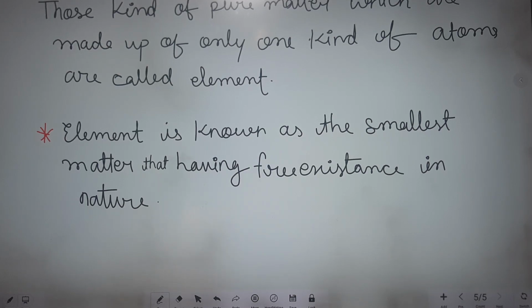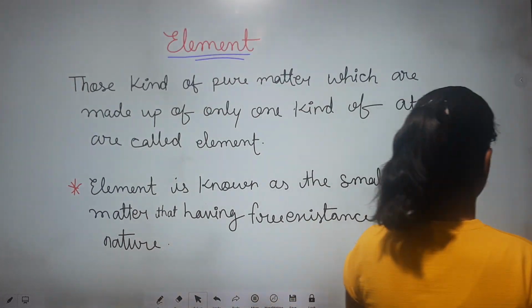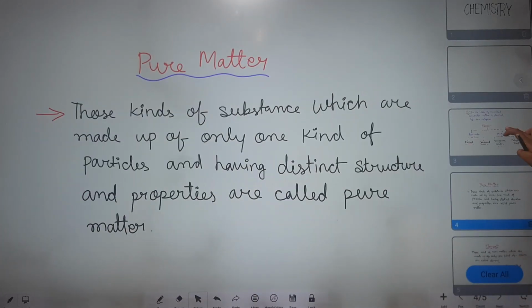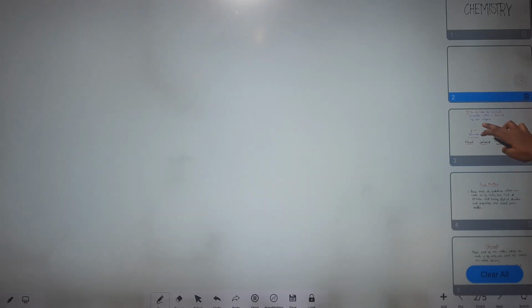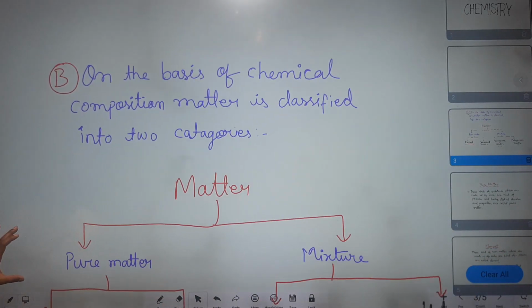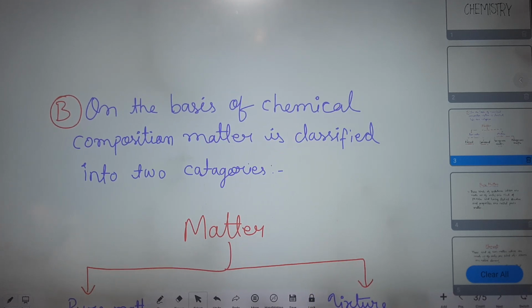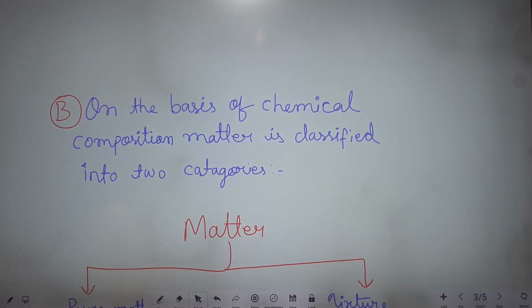Now let's see the classification of element. So I hope this point that we discussed today is clear. Classification of matter on the basis of chemical properties. Matter is classified into two categories.